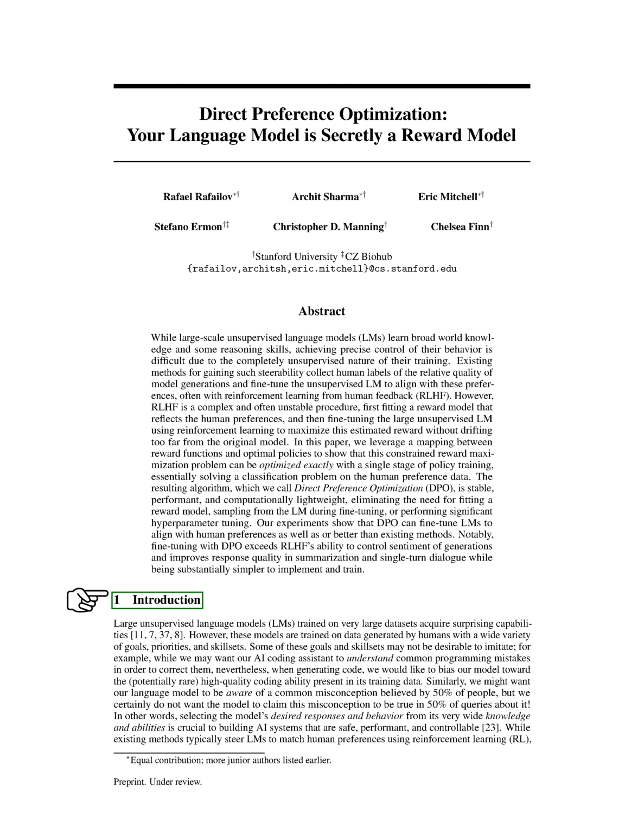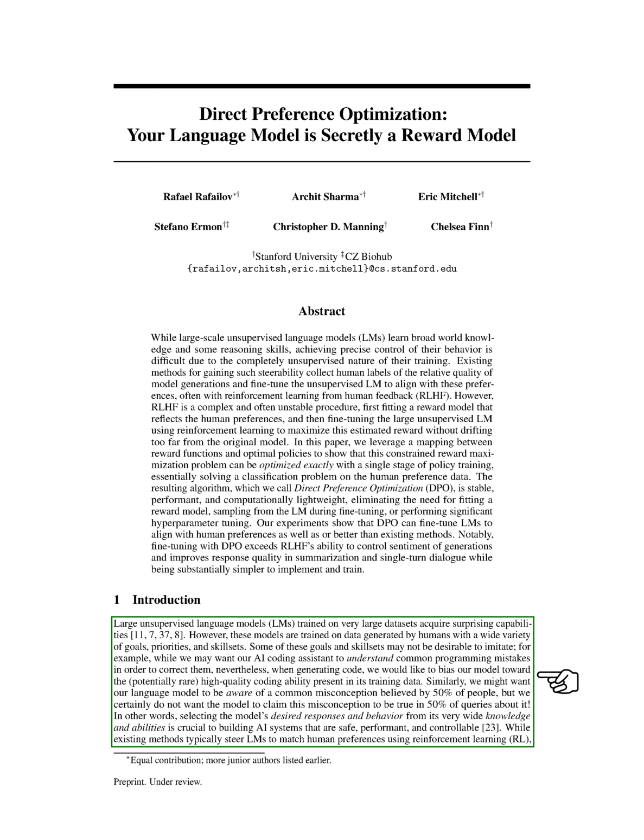Introduction. We're going to talk about large unsupervised language models, or LMs, which are trained on vast amounts of data. These models learn from a wide range of human-generated data, which can be both a strength and a weakness. For instance, while we want our AI coding assistant to understand common programming errors to correct them, we don't want it to replicate these mistakes when generating code. We want it to lean towards the high-quality coding skills found in its training data, even if they are rare.